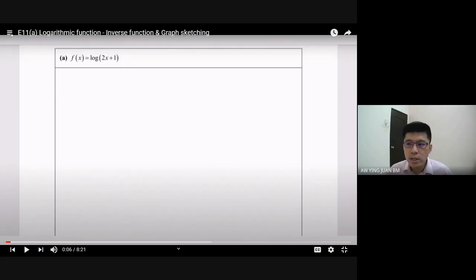Salam sejahtera ya. Okay. So hari ini kita akan bincang tentang 5.4 exponential and logarithmic function. Sila rujuk kepada example 11a. So given the function f(x) is equals to log base 10, okay, base 10, bracket we have 2x plus 1.